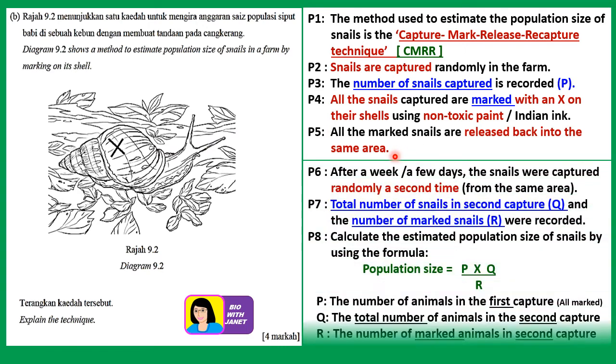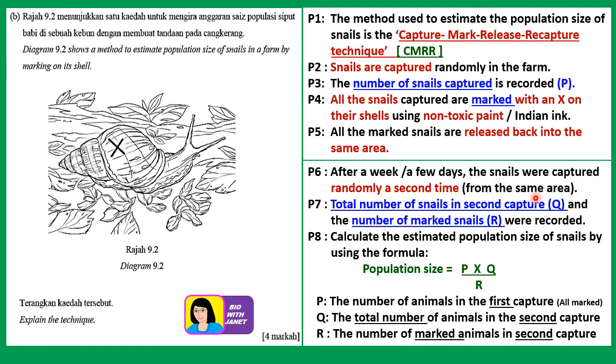Then after a week, about 7 days, or after 5 days, not after 2 days, because the snails move so slowly they haven't mixed with their friends yet. You have to make sure that they have mixed with their friends. So after a few days to a week, maybe 4 or 5 days to a week, the snails are captured randomly a second time from the same area.